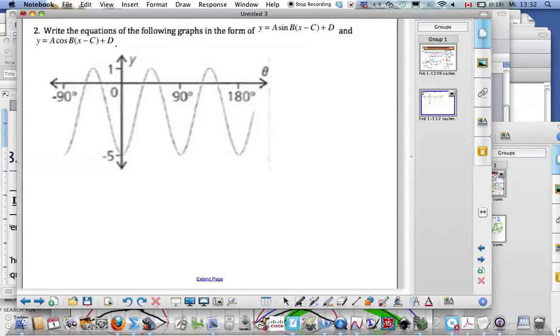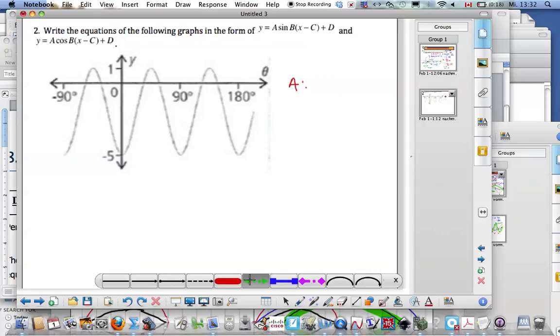Okay, write the equations again. We're going to be doing the same thing. First thing we did was the principal axis. Draw your line.